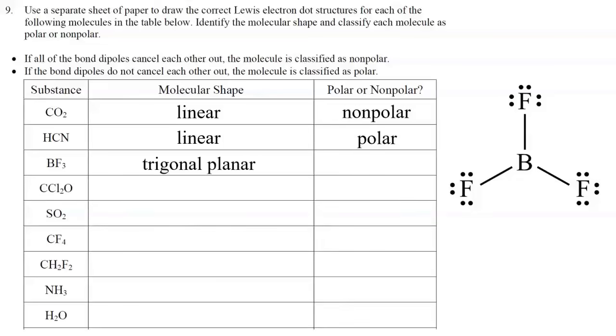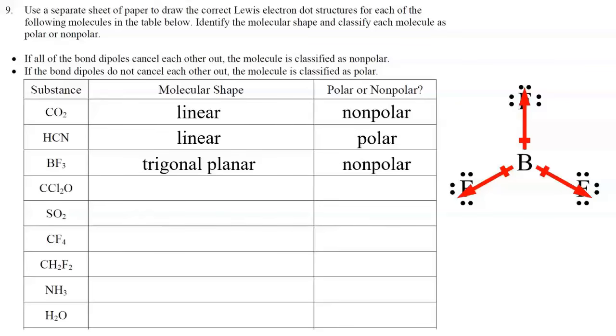Therefore, the molecular shape is trigonal planar. Now let's consider if these bond dipoles cancel each other out or not. So the bond dipole is between boron and fluorine, fluorine being more electronegative than boron. And hopefully you can see from the way that these 3 bond dipoles are arranged that they are in a symmetrical fashion in this trigonal planar molecule. So these 3 bond dipoles cancel each other out.